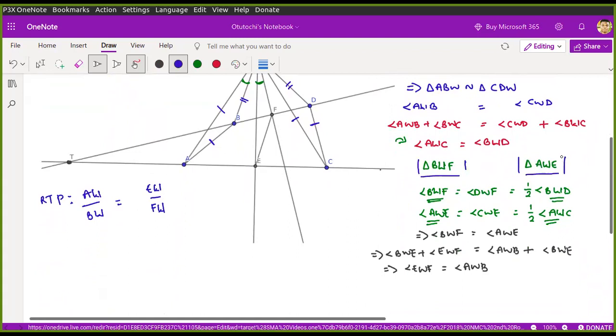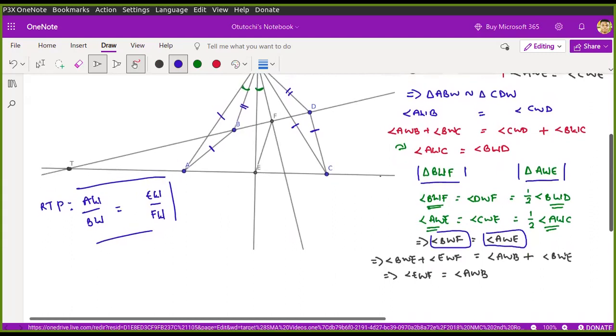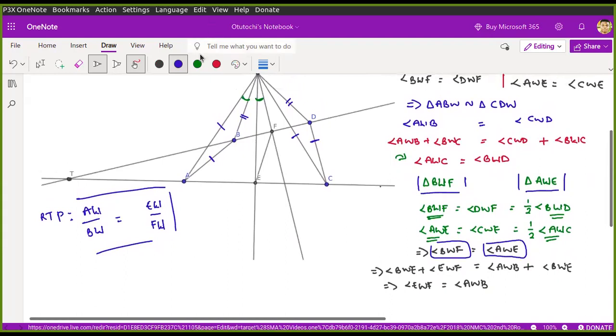So for now, I have not yet established the similarity. All we know for now is that angle BWF is equal to angle AWE. So we also need this ratio to establish the similarity. Now to do this, we'll take note of the fact that angle BFW, let me clean this. So this is actually what you're required to prove. We have not yet proven this. So let me erase that and continue our work there.